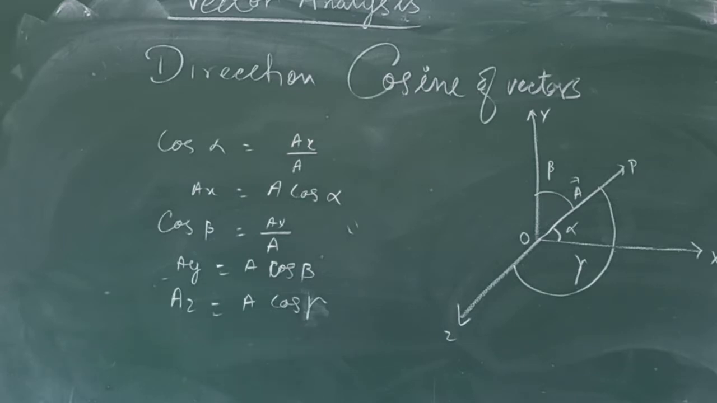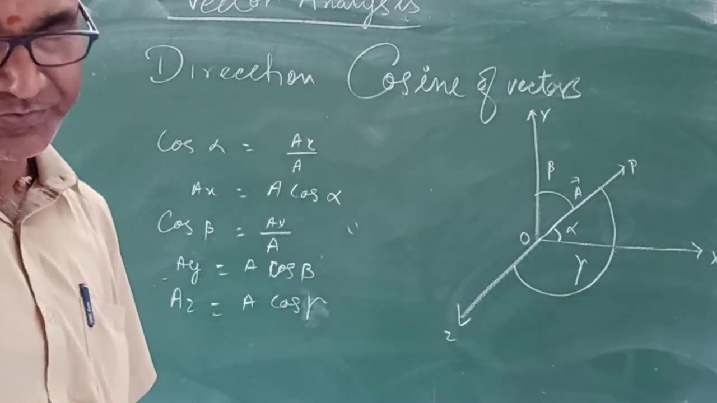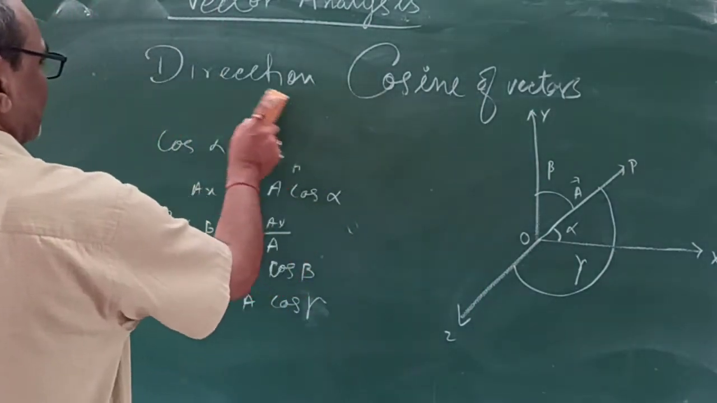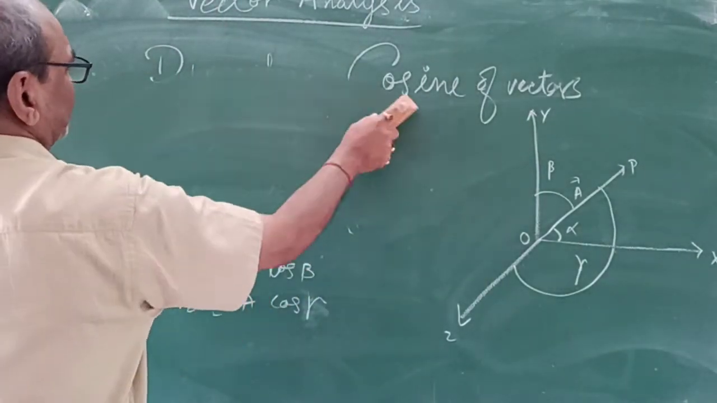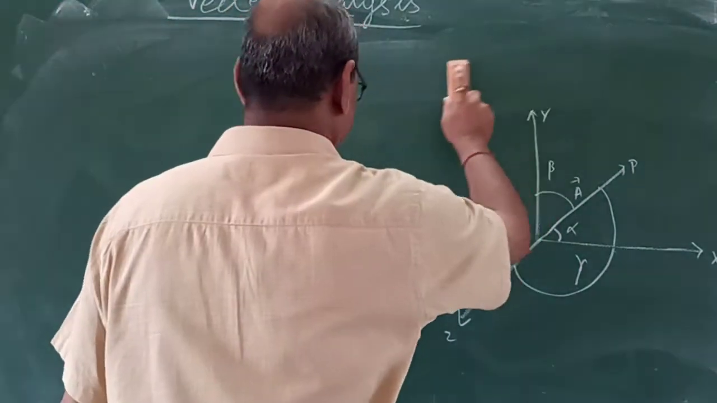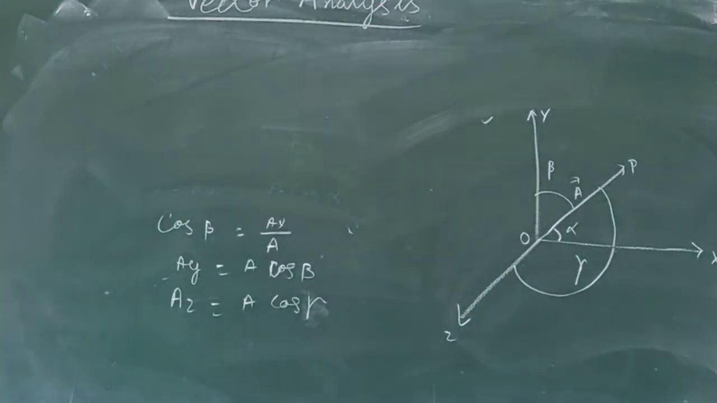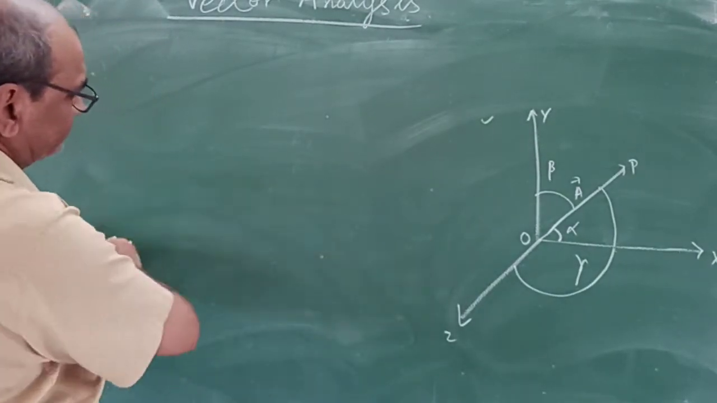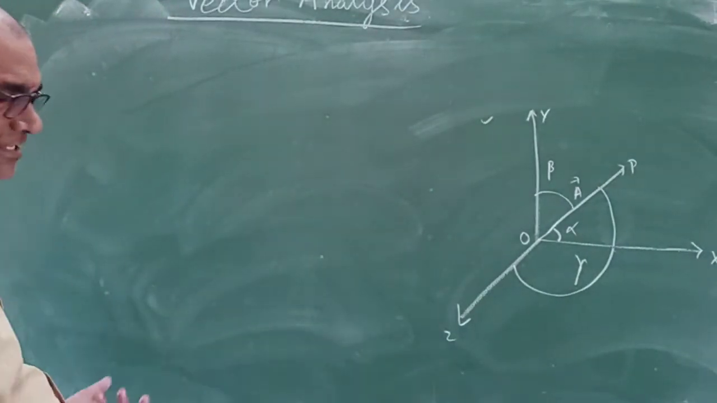Now squaring and adding these terms, we get the direction cosines, cos alpha, cos beta. ax is equal to a cos alpha, ay is equal to a cos beta, az is equal to a cos gamma. That is called the direction cosine, in terms of cos, sine or cos. You have to study these two things in physics, and tan for direction.